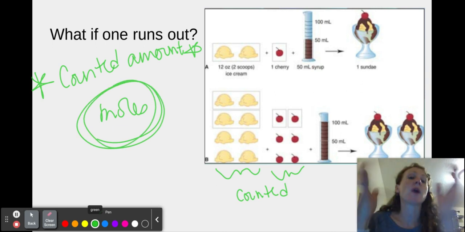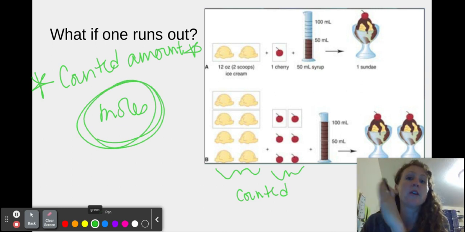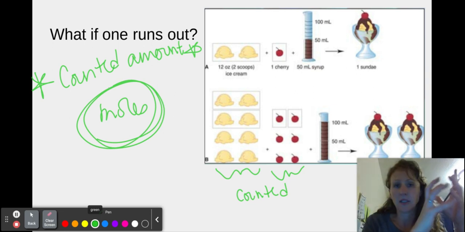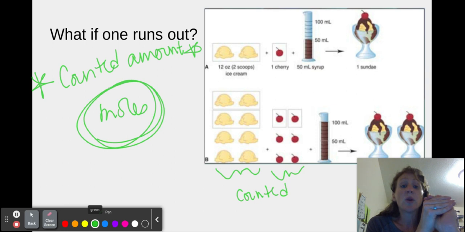Remember, moles represents a group of particles. So we could use particles as our counted number. That would work, but sometimes those numbers get really bulky. And so instead of using molecules and counting those out, we use groups of molecules or groups of atoms or groups of ions, and we call those groups a mole. So when we're comparing things that run out or are left over, we're going to compare them in a counted amount, which is our mole.